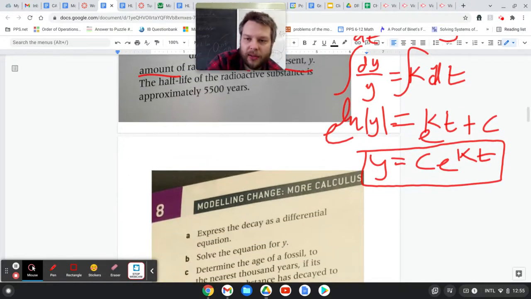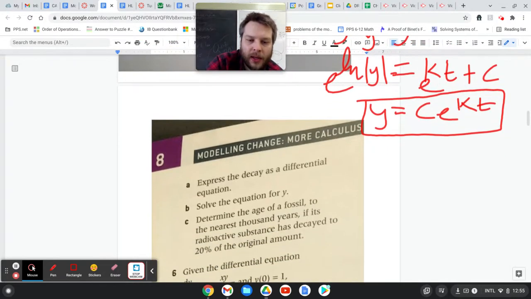Express the decay as a differential equation, did that. Solve for y, did that. Then determine the age of a fossil to the nearest 1,000 years if its radioactive substance has decayed to 20% of the original amount. You might be saying, well, we don't know what C and K are.